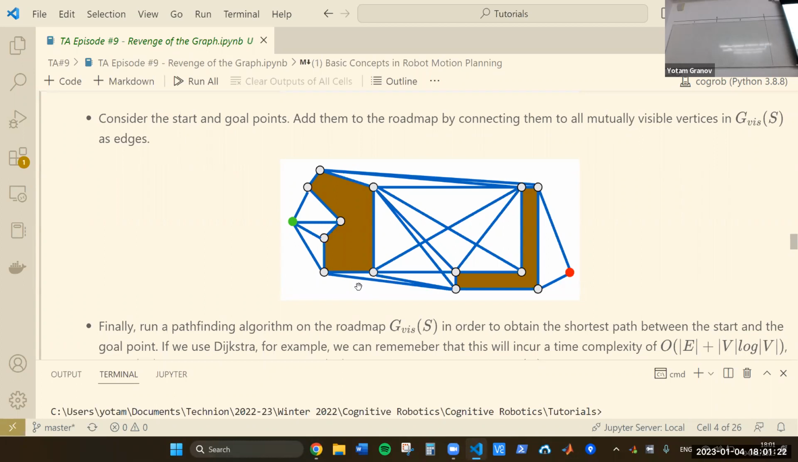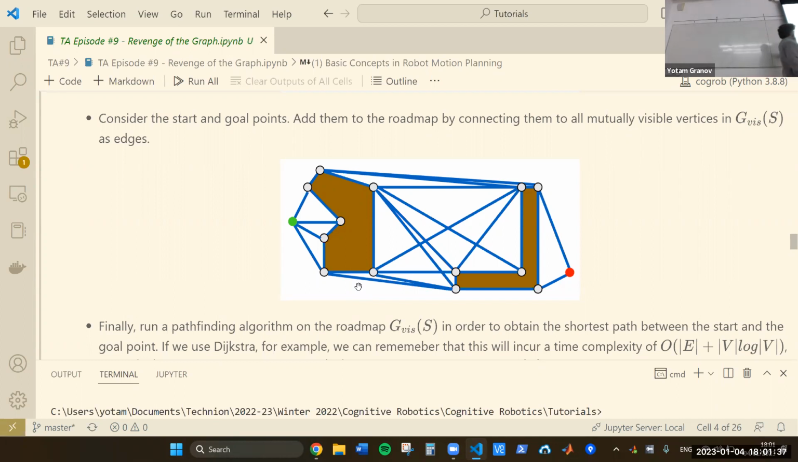I'll look for every single vertex here. I'll see whether or not it can actually see that vertex. So it can clearly see this one and this one, but of course it can't see that. That's how I'm going to add it to this visibility graph. And this here is the final product. This is the graph that we're going to solve in the end.